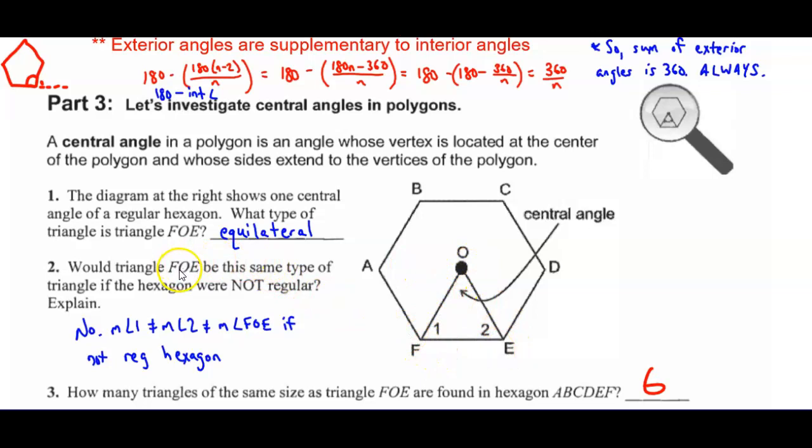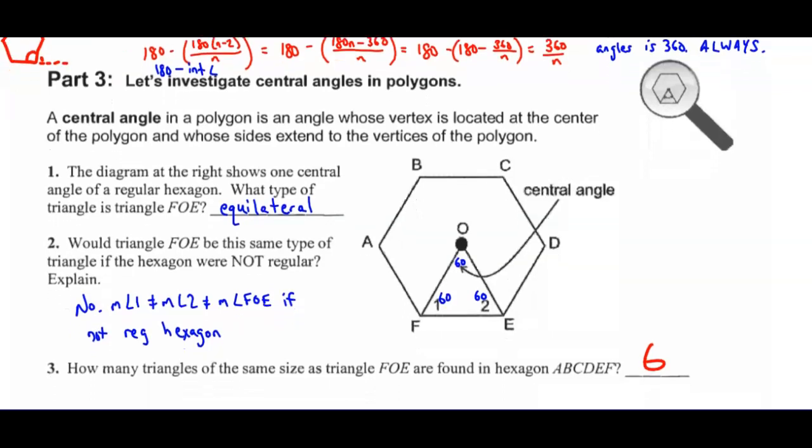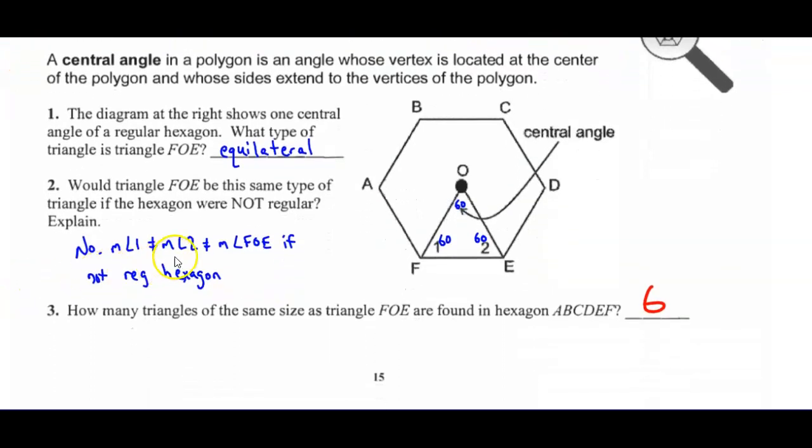Would this happen if it were not a regular hexagon? No, because the reason why it is equilateral is if I take 360 degrees and divide it by 6, my central angle is 60. This is an isosceles triangle, so these are also both 60 if I divide the remaining 120 equally. But if it were not a regular hexagon, I wouldn't know that's 60 degrees, and so those 3 angles wouldn't be equal. So it has to be a regular hexagon for that to happen. It can't even be a regular some other kind of polygon, because then the degrees at the top would change, which would change these two as well, and we would have an isosceles triangle instead of an equilateral.